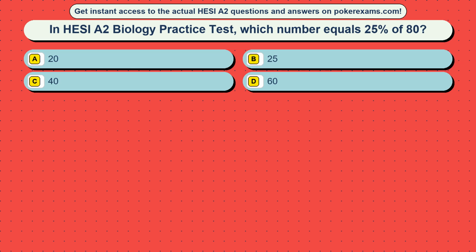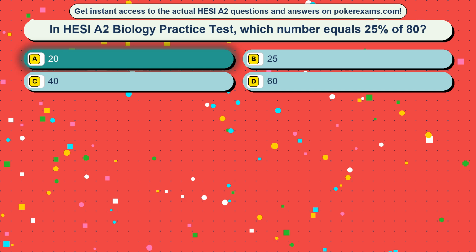Question 33. HESI A2 Biology practice test, which number equals 25% of 80? Option A, 20. Option B, 25. Option C, 40. Option D, 60. The correct answer is option A, 20.